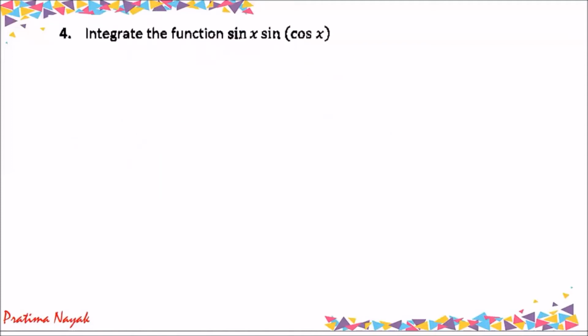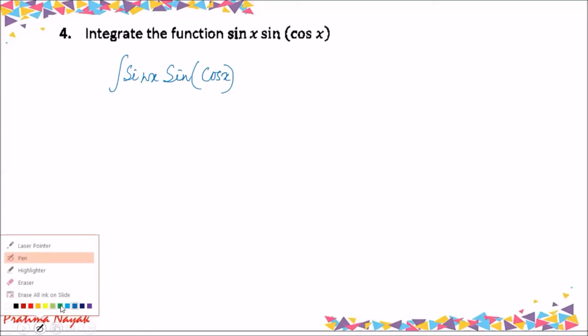Question number 4. Integrate the function sin x into sin cos x. Integrate sin x into sin cos x. So now think of which one will be t so that its derivative is free. You see what is the free function here? Free sin x. So sin x will be your derivative. This will form your dt. So sin x dx will be dt. That means what should the function be? The function should be cos x. So I'll write cos x as t.